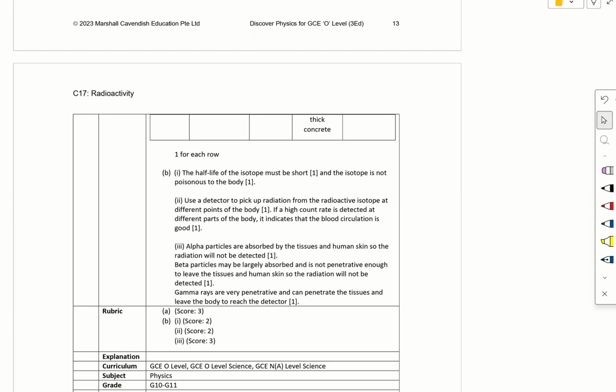Okay, so you need to know this because they always like to ask the ionizing power and the penetrating ability. Part B: very small quantities of radioactive isotope are used to check blood circulation by injecting it into the bloodstream. Now this kind of question is very common, and they like to ask you which type is used.